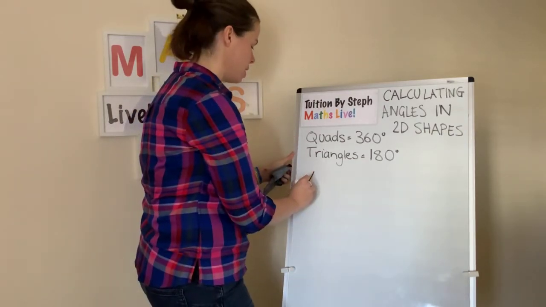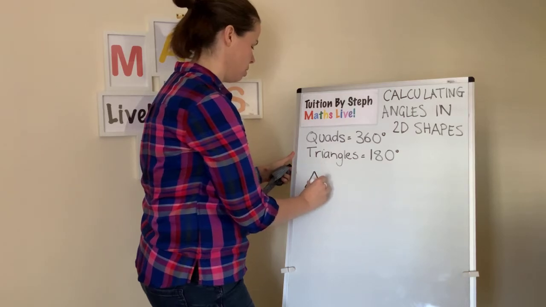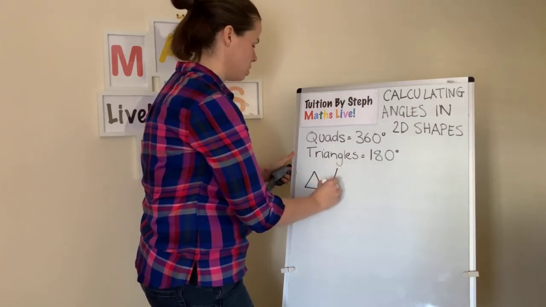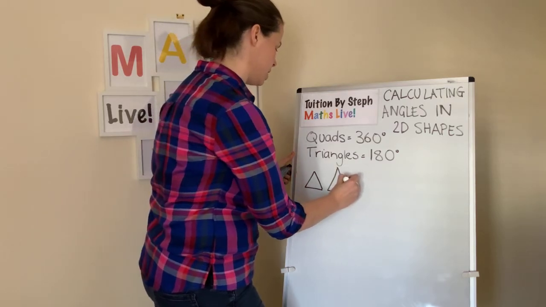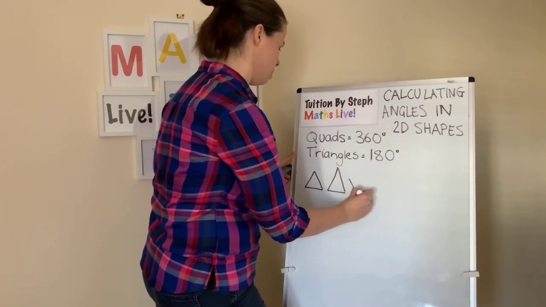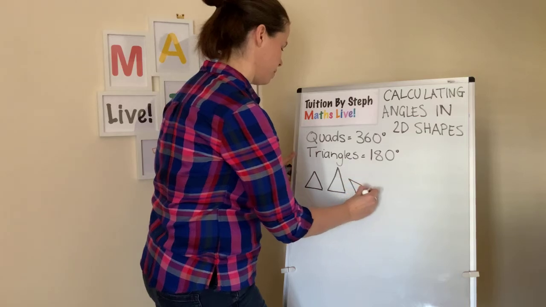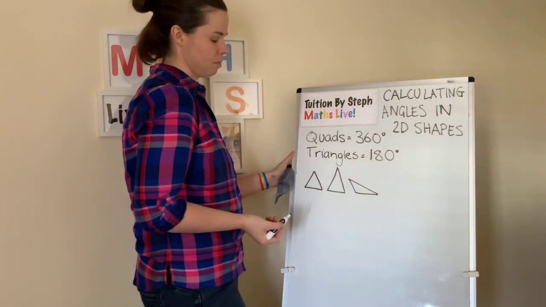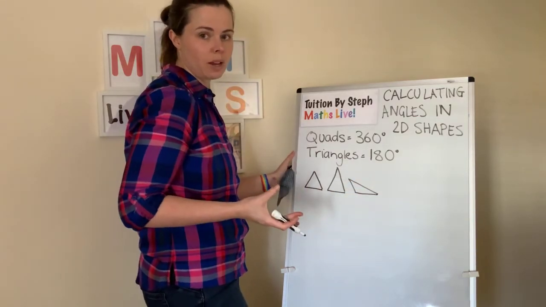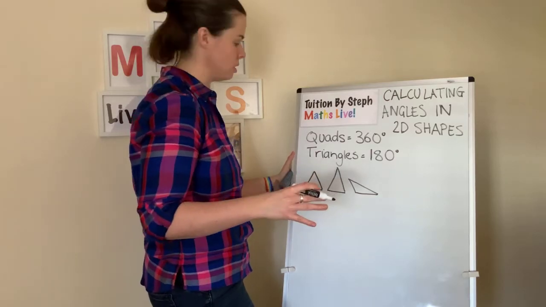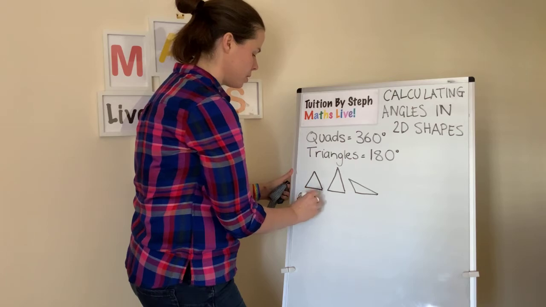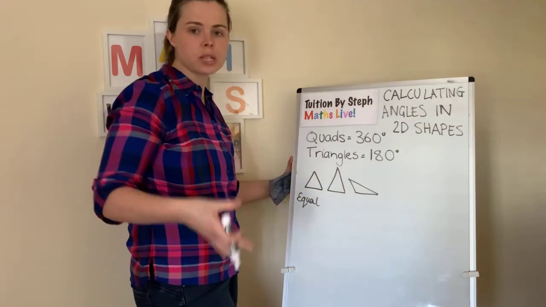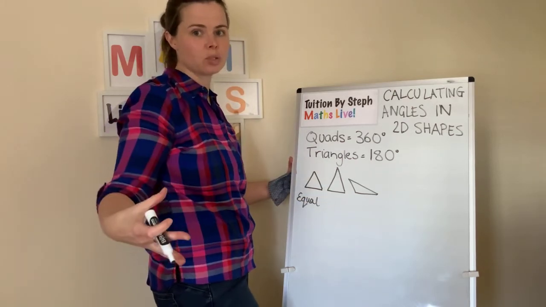It could be an equilateral triangle. It could be an isosceles triangle. It could be a scalene triangle. Okay? Could be any of those triangles. They add up to 180 degrees. Now, with an equilateral triangle, they are all equal. All the sides are equal and all the angles are equal.